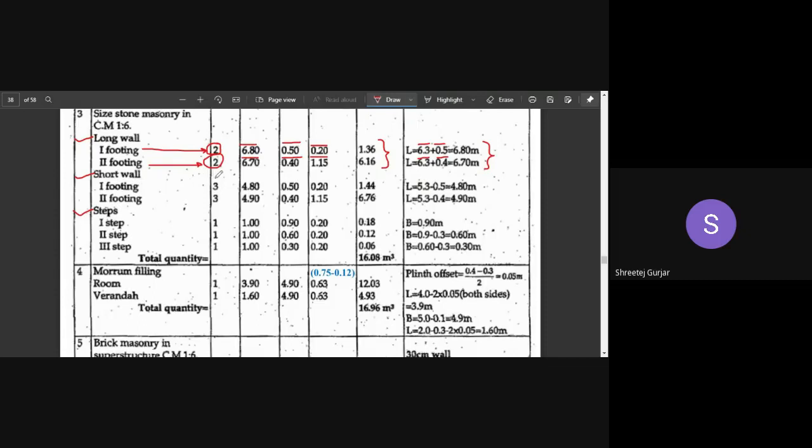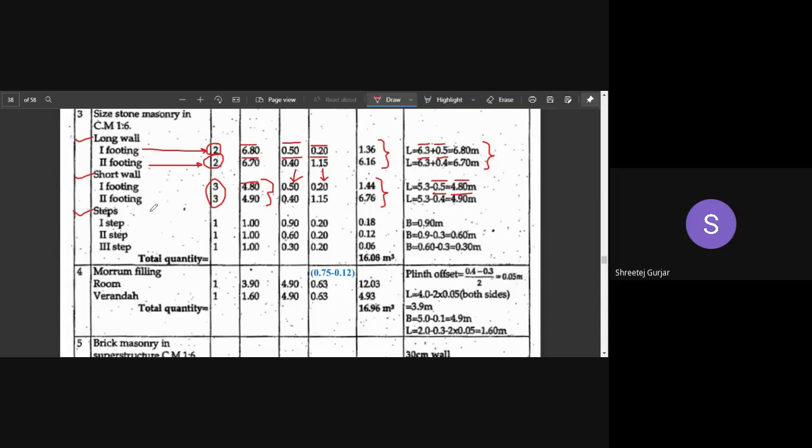Similarly for short walls, I have told you they are 3 in number. To get the length, you have to reduce the widths, and that is how you get the length. That is what we have written here. Width and depth are the same as for the long wall, and that continues in the short wall also. That is how you get your quantity in side stone masonry for the short wall.